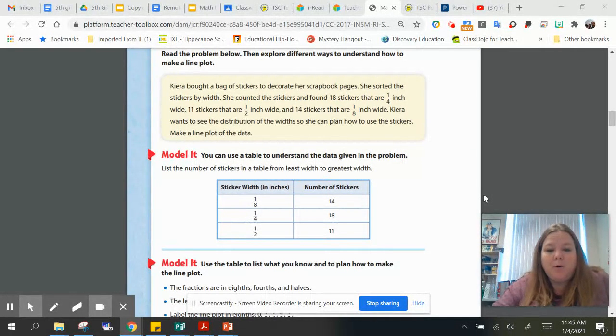The problem we're going to read right now says, Kiera bought a bag of stickers to decorate her scrapbook pages. She sorted the stickers by width. She counted the stickers and found 18 stickers that are a fourth inch wide, 11 stickers that are a half inch wide, and 14 stickers that are an eighth of an inch wide. Kiera wants to see the distribution of the width so she can plan how to use the stickers. Make a line plot of the data.